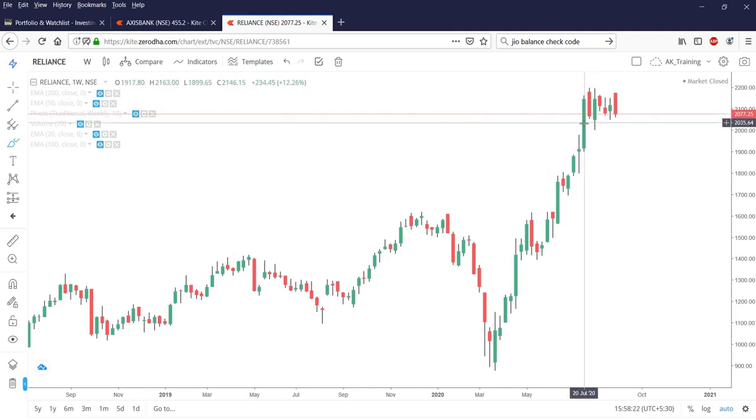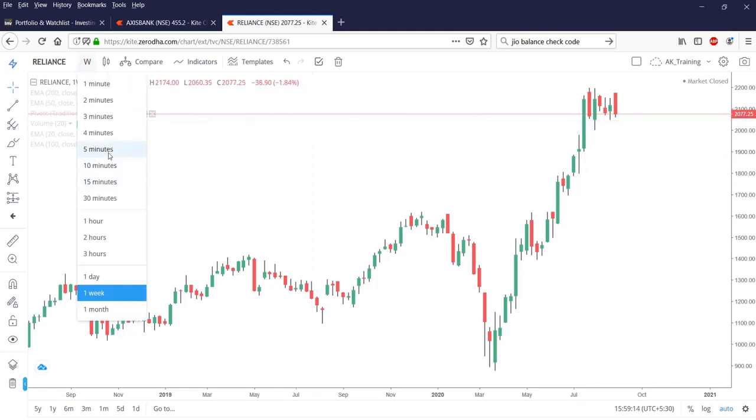It says that Monday it opened at 1917.80 and it reached a high of 2163. This can be any day in that week. And then the low is 1899.65. So in that week it fell to this particular level, 1899.65. And finally on Friday, just when the market closed, it closed at 2146.15. So this is how the candlestick represents data based on a time frame.